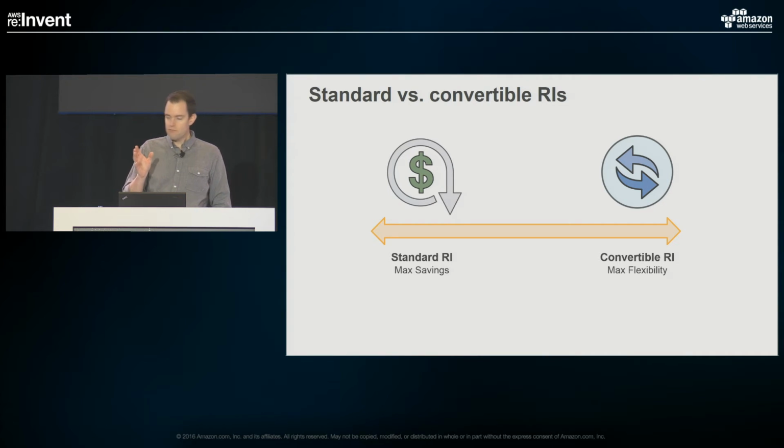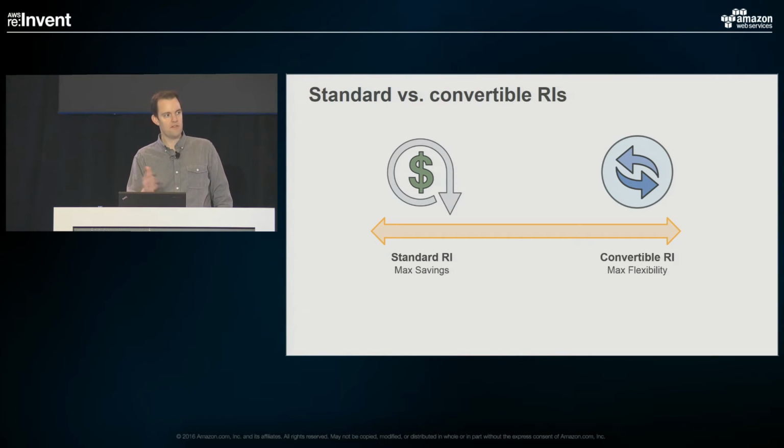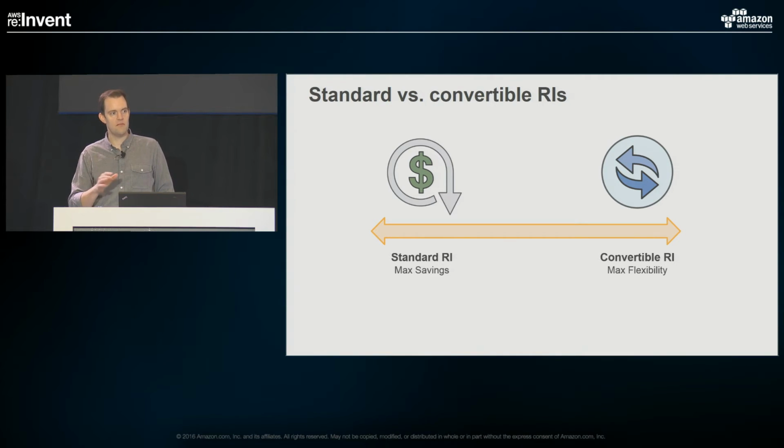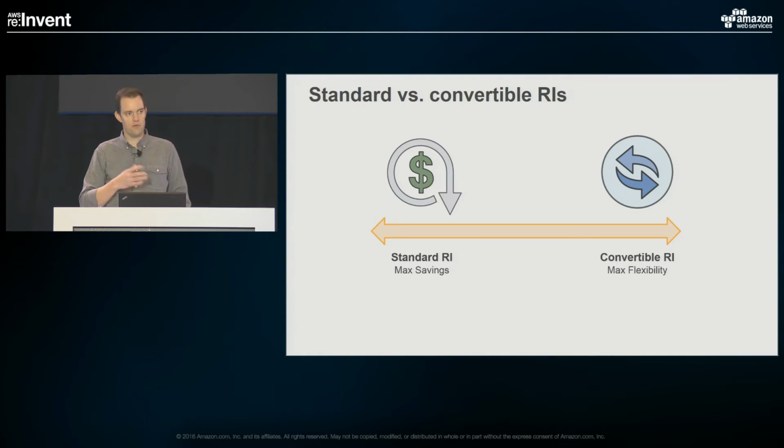So standard RIs, these are the RIs we've known and loved for many years. They are available in 1 and 3 year terms and different ways of paying for them. You can pay for 100% of the cost of them up front, you can pay for some of it up front, or you can pay no up front and pay it monthly. But these are tied to specific families of compute instances in specific regions and AZs, if you desire.